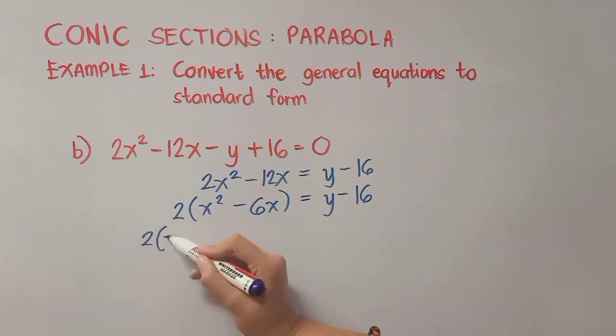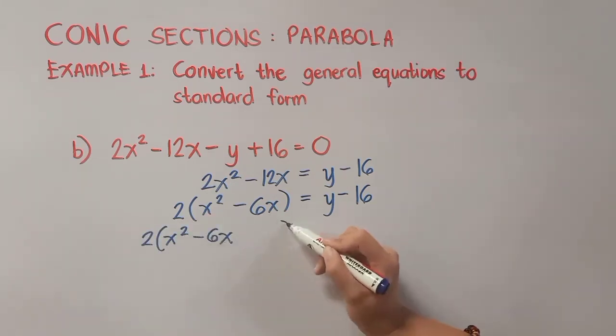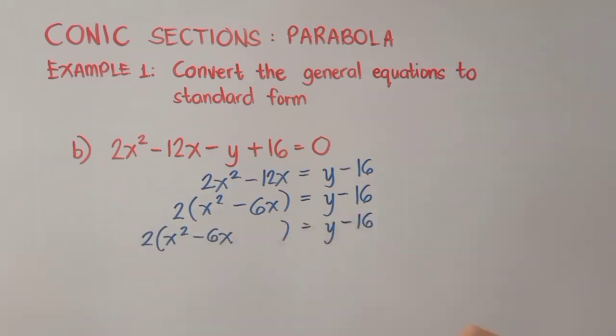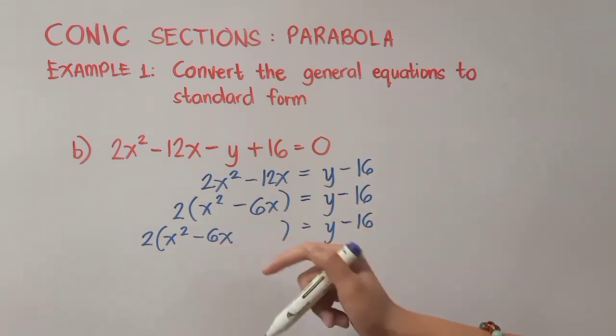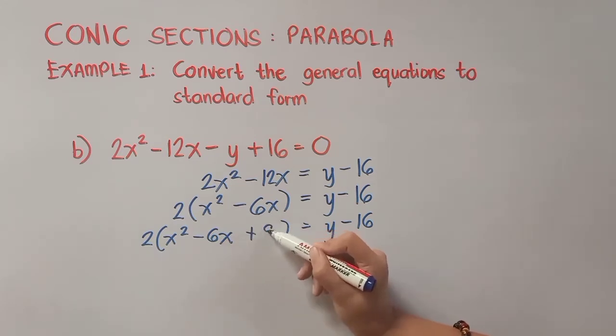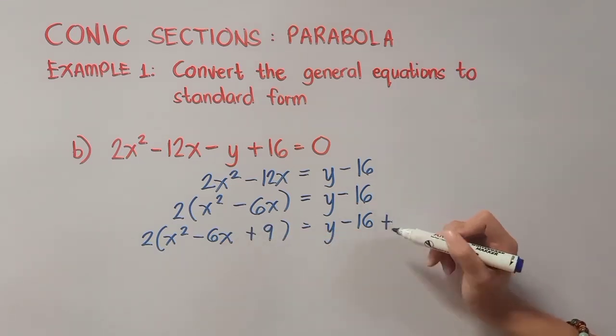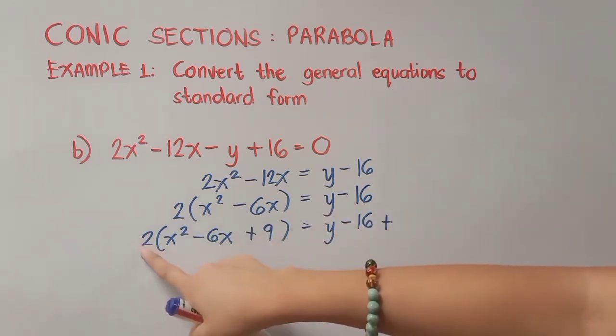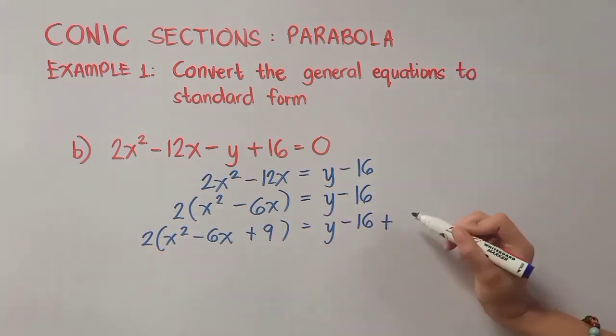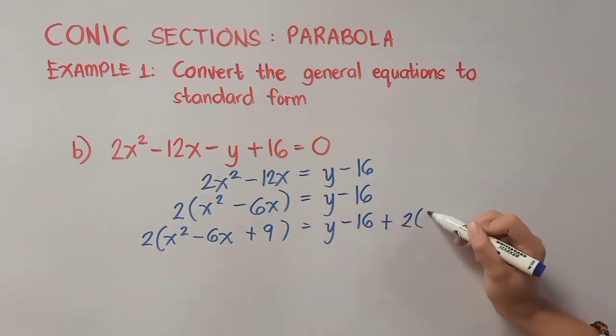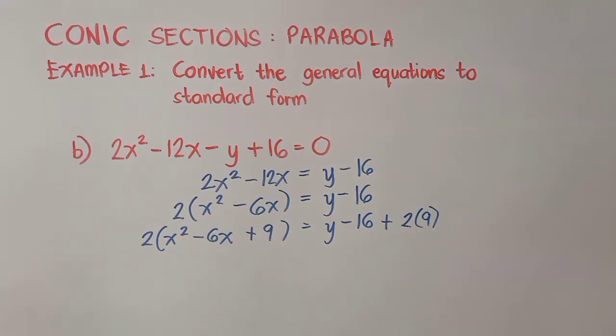Allow me to just write this one first. Now we have to focus on our middle term. That's negative 6 divided by 2. It's negative 3 squared. That's positive 9. Remember, there is still a number outside here. So we will add up 2 times 9 on the right side.